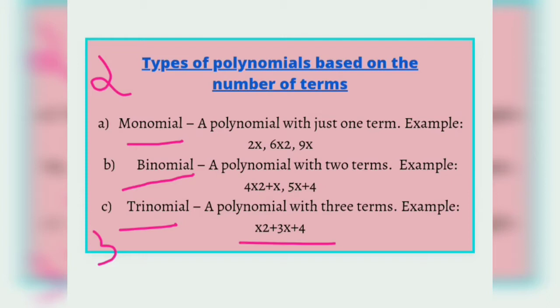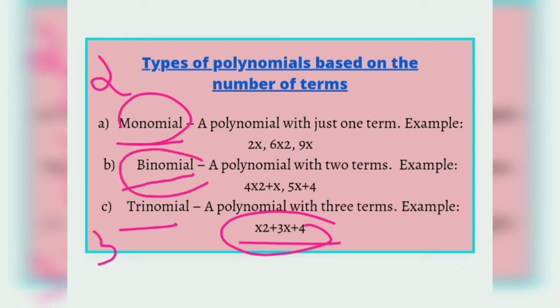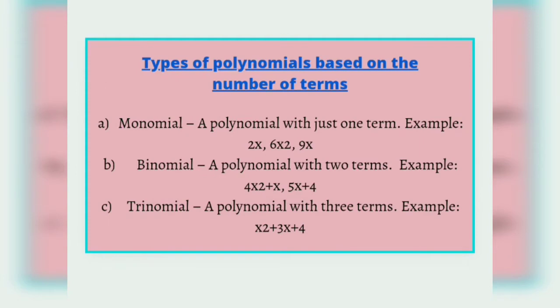You can see in this example x square plus 3x plus 4. So in total we have three terms. We have to just count the terms, and according to that we can write: if one term, monomial; two terms, binomial; and three terms, trinomial. Move to the next one.